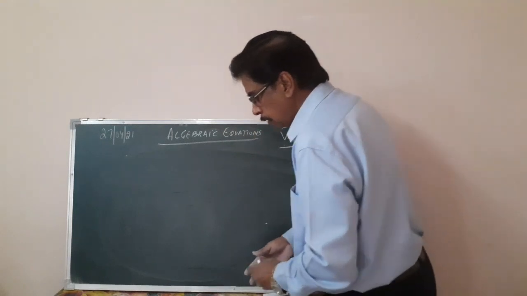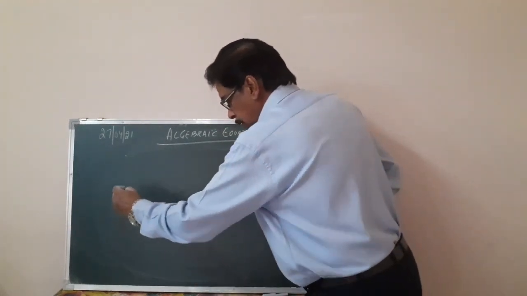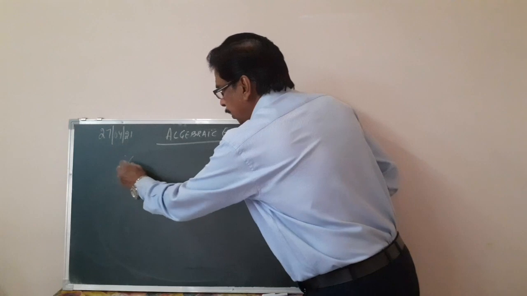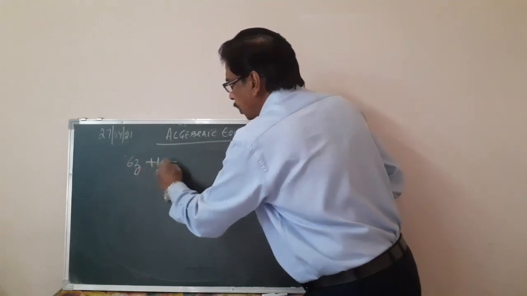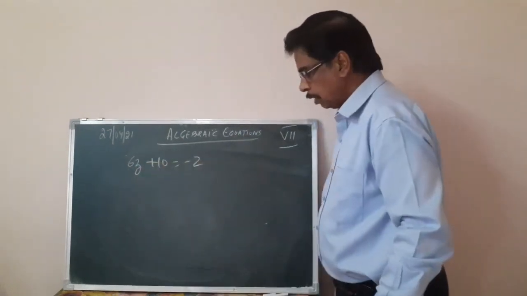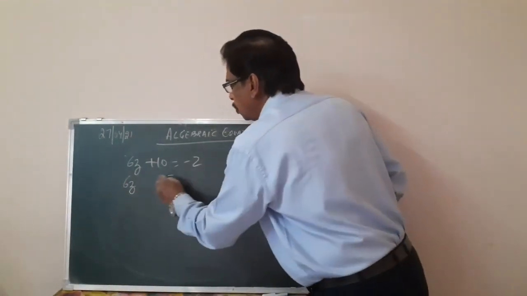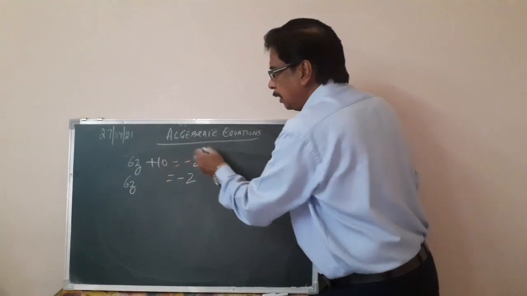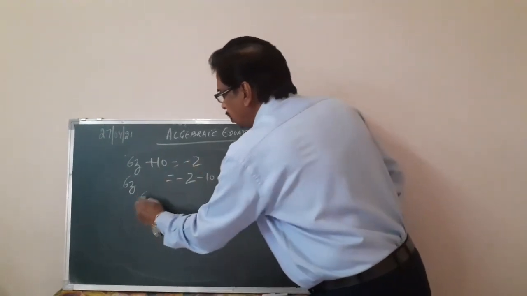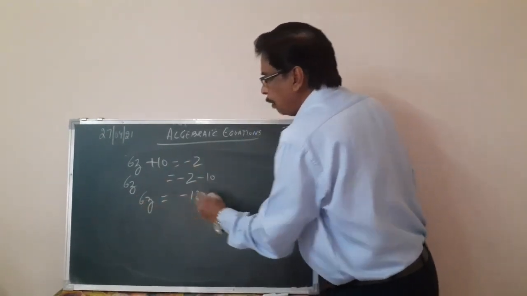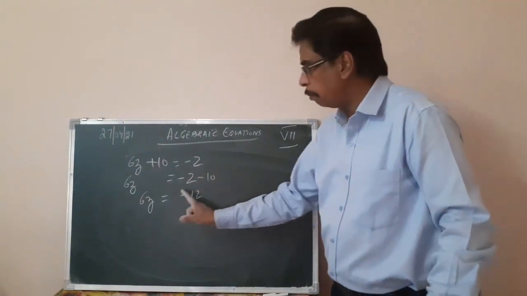We have there 6z plus 10 is equal to minus 2. So 6z is equal to minus 2. Bring the plus 10, this side becomes minus 10. 6z is equal to minus 12, because minus 2 and minus 10 is minus 12.